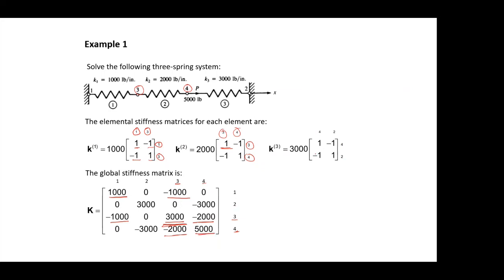Now, if you come to this last element or the last spring, you have the 4 and 4. The first entry, which is 3,000, should come at 4 and 4. So it would come exactly to the same place where I had the 2,000 originally. So 2,000 plus 3,000, this is 5,000. And then I have 2 and 4. This is 2 and this is 4. So this would come here.